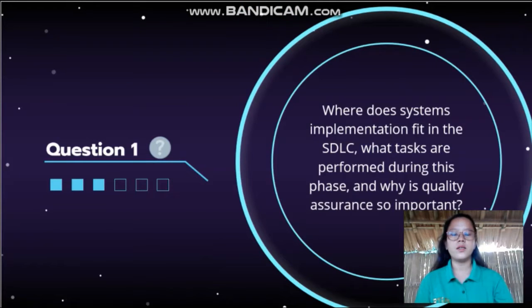Question number 1. Where does systems implementation fit in the systems development life cycle? What tasks are performed during this phase and why is quality assurance so important?